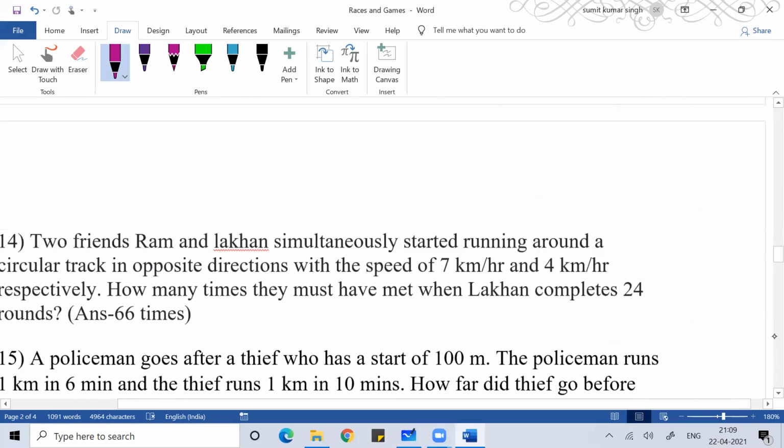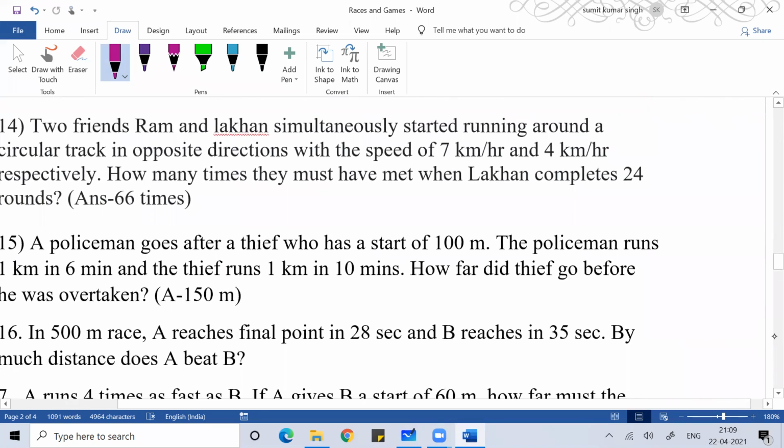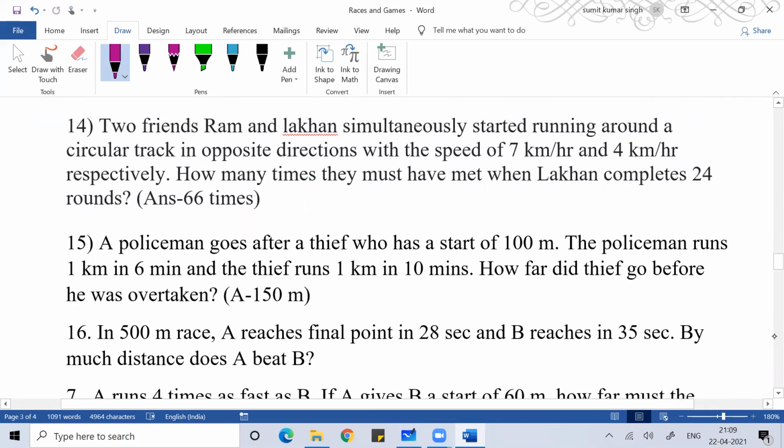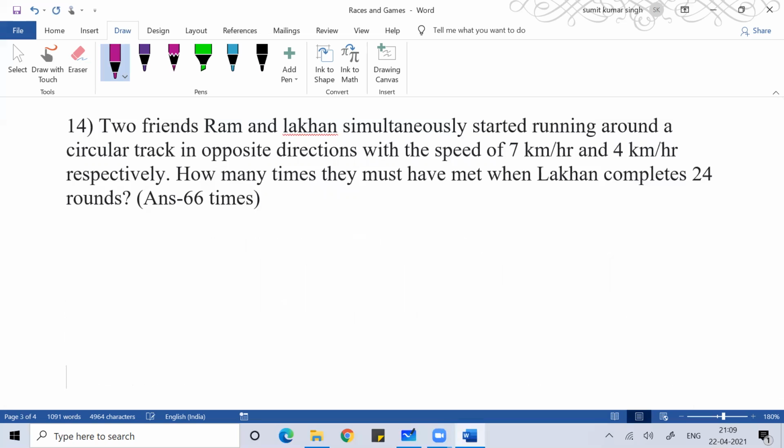Okay, then you can see the next question, question number 14. Two friends, Ram and Lakshman, simultaneously start running on a circular track in opposite directions. The speed of Ram is 7 kilometers per hour. The speed of Lakshman is 4 kilometers per hour. How many times do they meet?